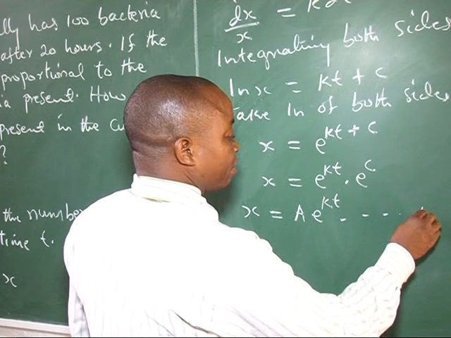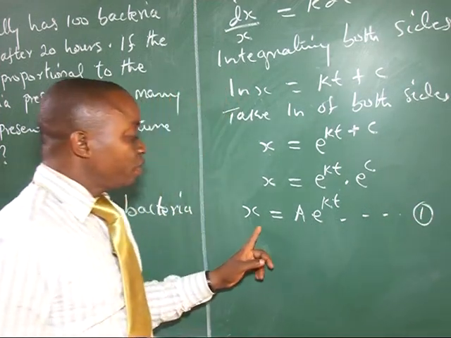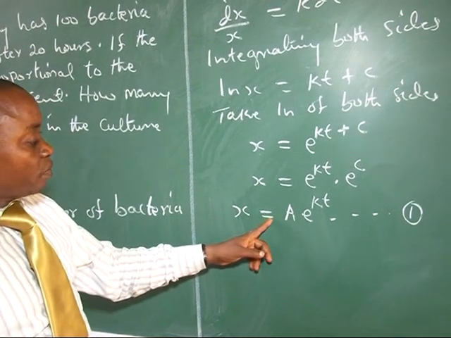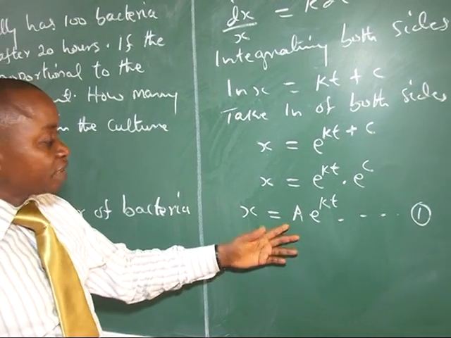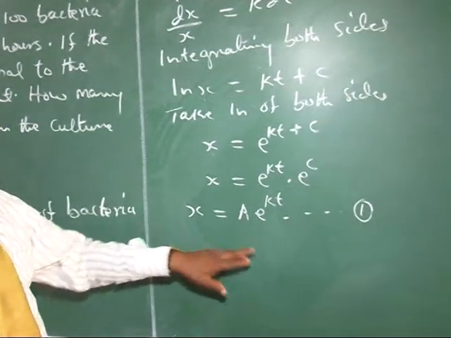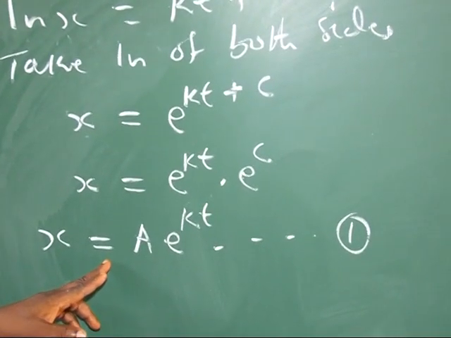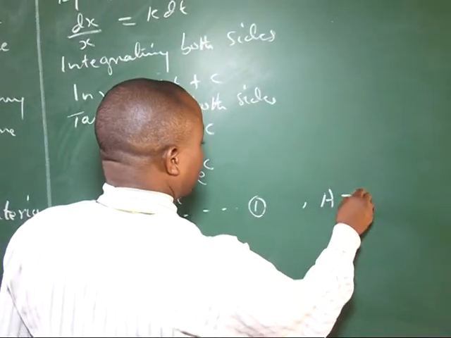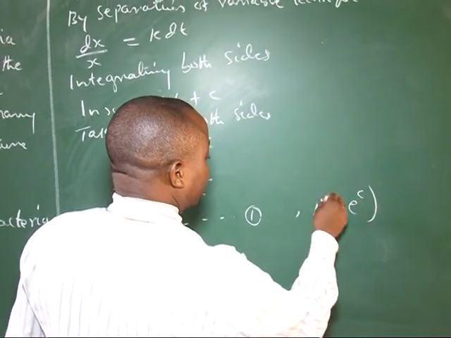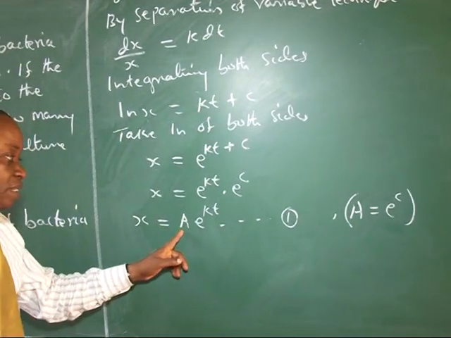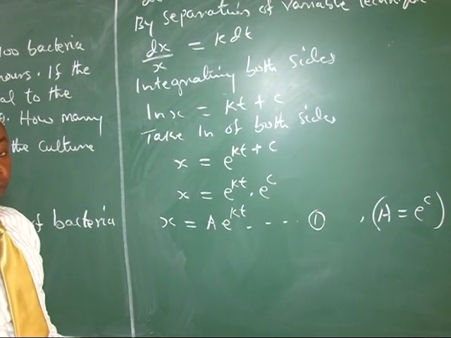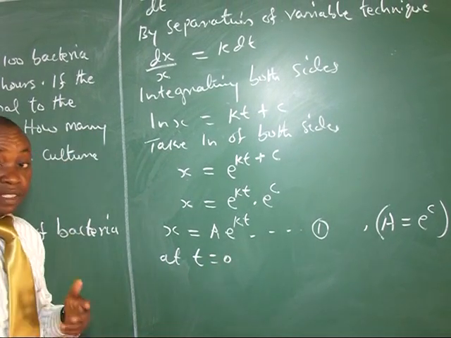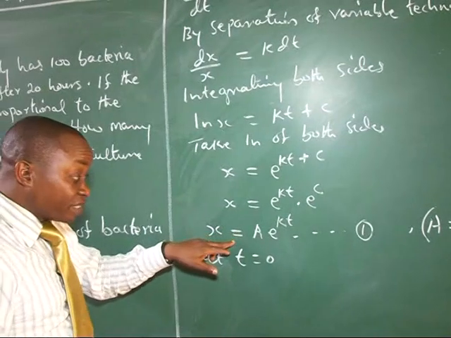Now let me call this equation 1. We are going to really work on equation 1. So it's worthy to note equation 1, as most of the problems we are going to solve here will make reference to equation 1. Now don't forget also that A is equal to exponential c. That's what A is. I'm representing exponential c with A, so that at t equal to 0, that is the start, we have been able to derive this equation now.